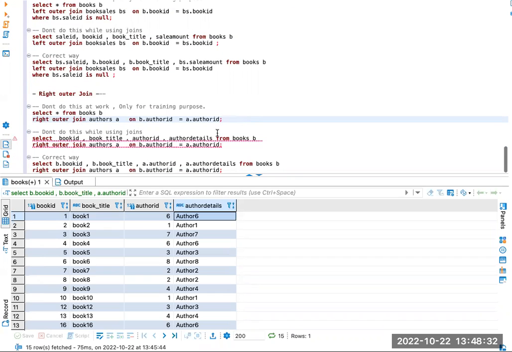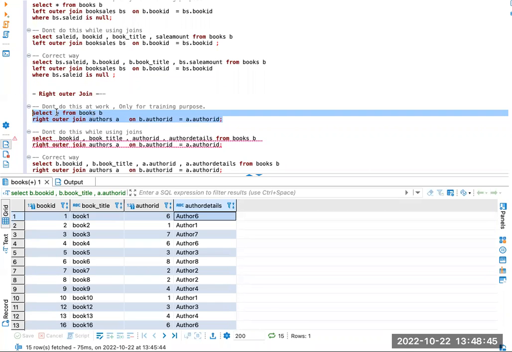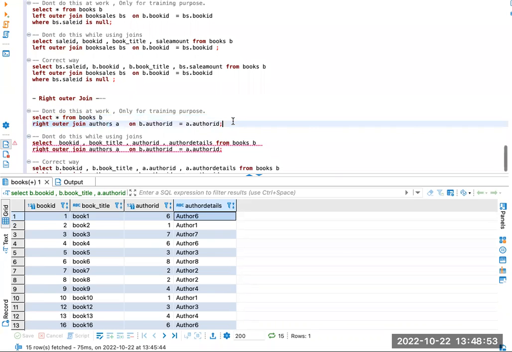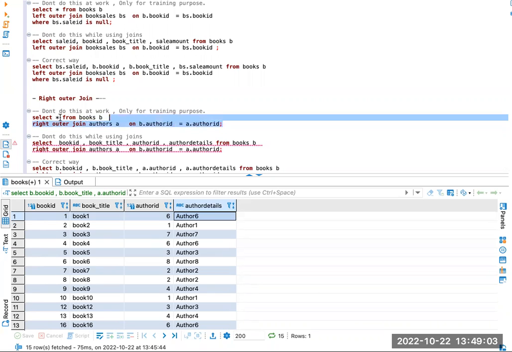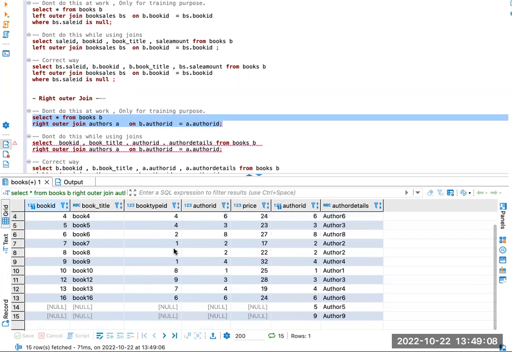So in this case, what you're going to do is select all from books, and then use right outer join on authors, and put a condition here. And this is not the right way to write this SQL because, like I said in my previous videos, never use the star, which means never display all the columns in both these tables. Always handpick, cherry pick the columns that you want to display in order to provide the insights that are required and requested by your job, right? So that being said, let me execute this SQL and explain the outcome of it.